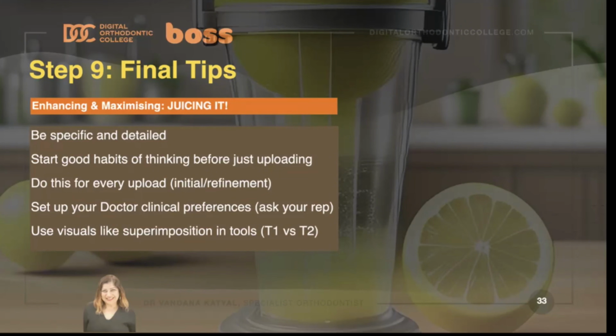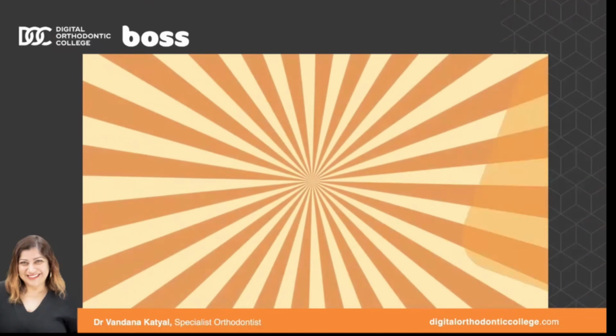You have to set parameters of what you want to do. Set up your doctor clinical preferences. Now you can ask your rep so that you get the default protocols for certain movements. And I love using the visual superimposition tool so I can see where's my T1 initial and T2. And I use that a lot. It's very beneficial to get a visual of what's happening.